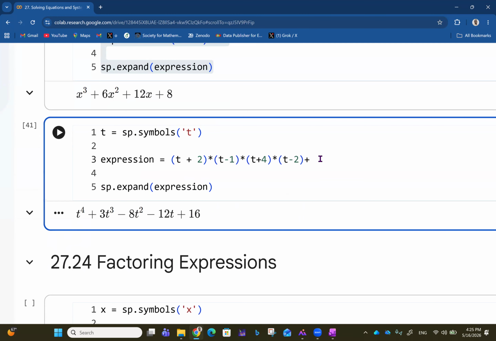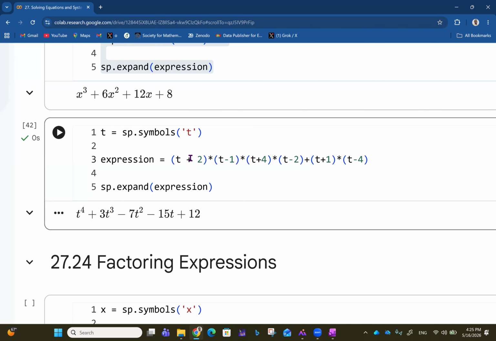So let's now say t plus 1, and then t minus 4 times t minus 4. If you do that now, it's still power 4 here. So you have t raised to power 4 plus 3t cubed, and so on.